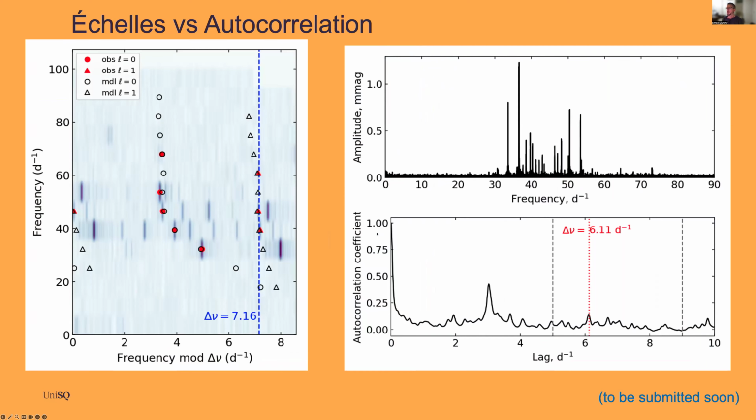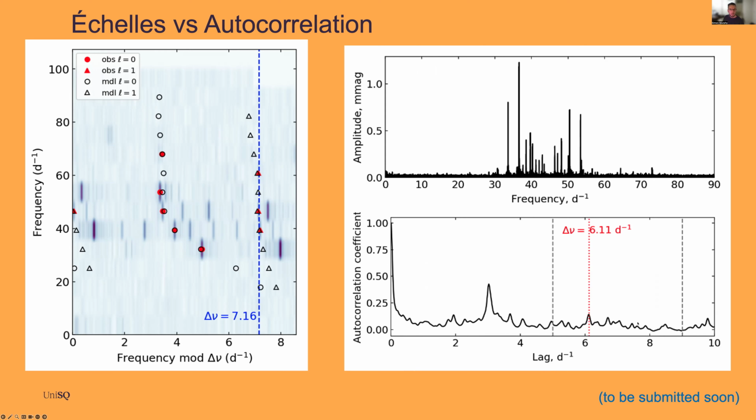I also alluded to differences between echelles and autocorrelations. So here is one example. For the same star, I calculate the echelle diagram. The red points here are observed mode frequencies. The black points are model frequencies, and you will hopefully agree that we do a pretty good job at fitting those observed frequencies. And we get a delta nu value of 7.16. But if we use autocorrelation, then the best fitting value is 6.11 cycles per day, which is very different.